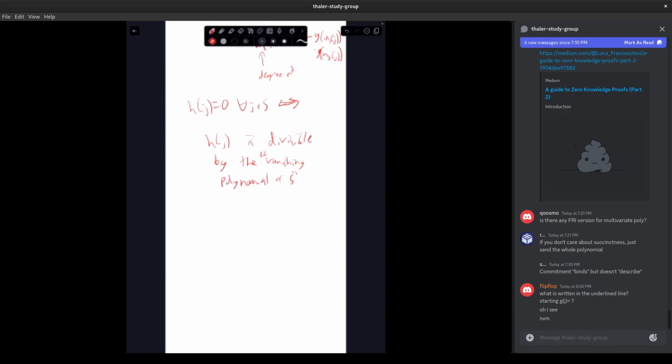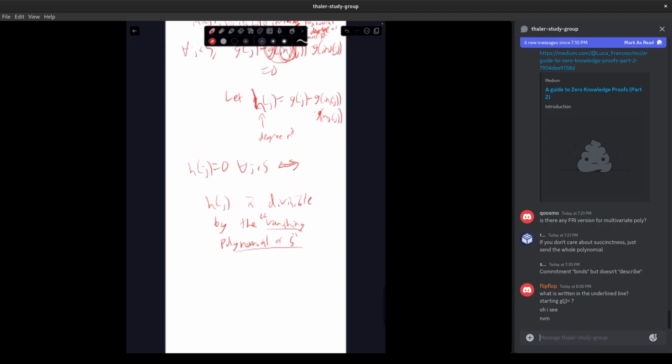So what is the vanishing polynomial of S? It's just the lowest degree polynomial that evaluates to 0 at all inputs in S. People will often denote this vanishing polynomial as bold Z sub S.